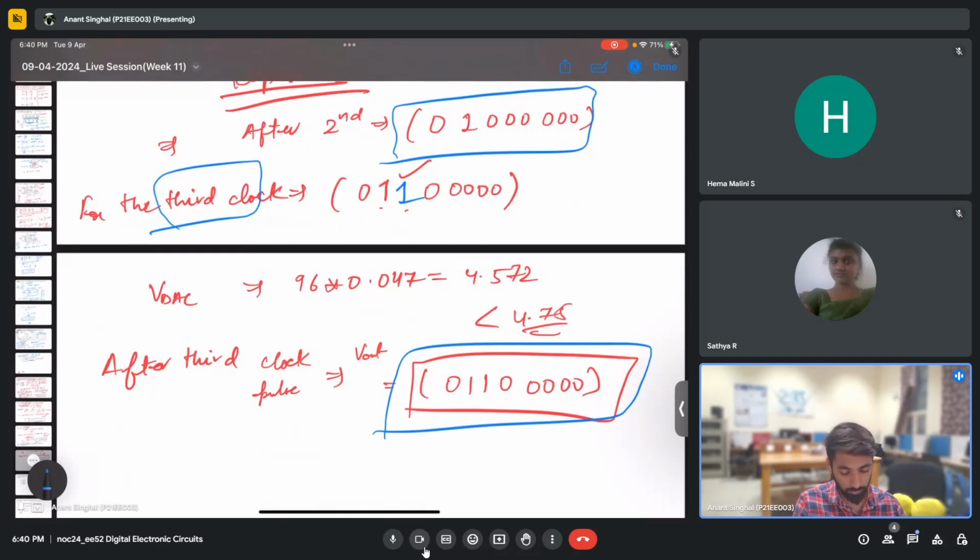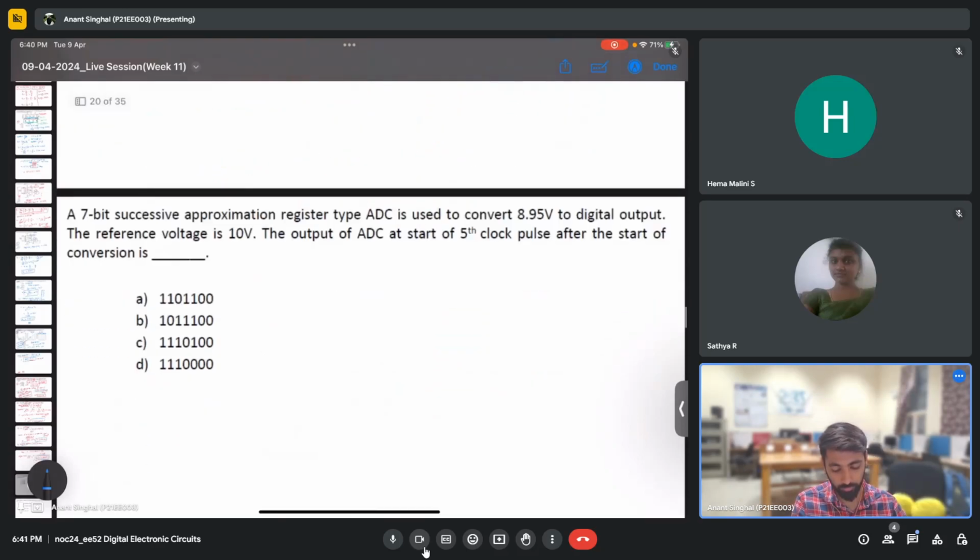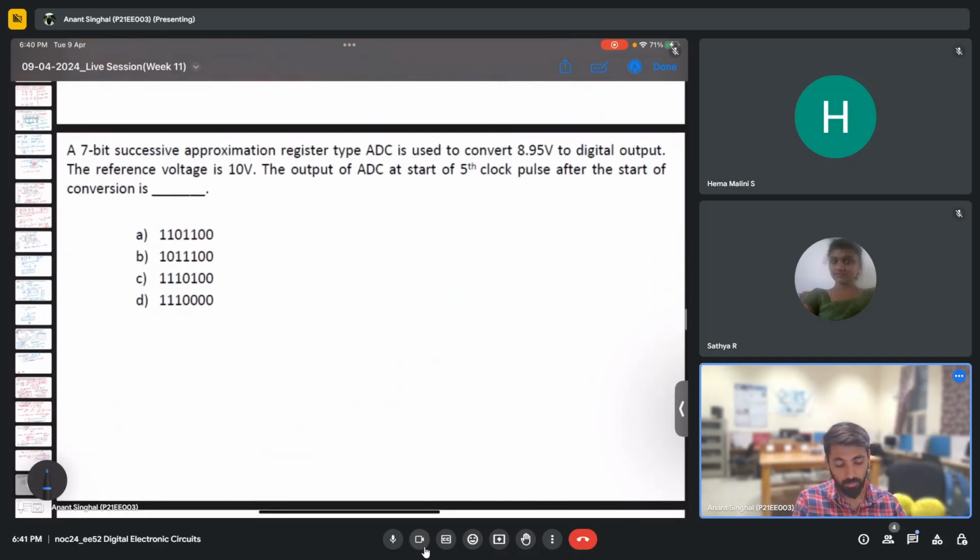So if it is clear, then try to solve this problem now. You can take 5 minutes. This is a similar problem. You just need to check it for this, and this is a 7-bit instead of 8. And the input is given also. Reference is also given. So everything is given.